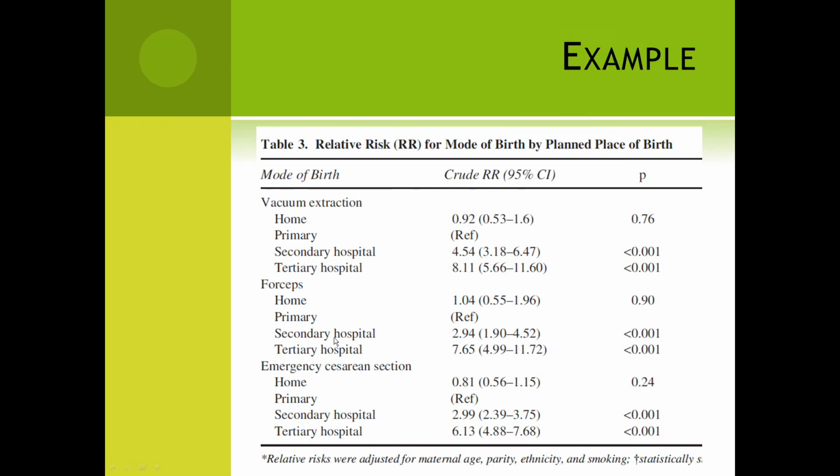But again, the secondary compared to the primary is, and the tertiary compared to the primary is, they are statistically significant. And same for emergency caesarean section. The difference between the home birth group and the primary unit group isn't significantly different, but the other two are.